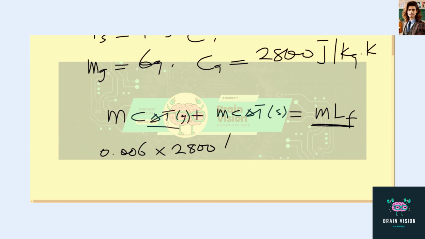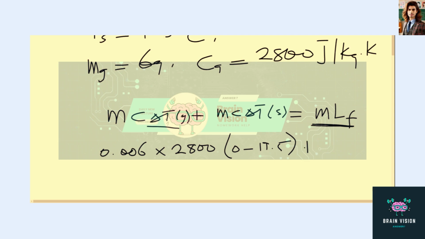And then the temperature change. We are cooling the whole system to a final temperature of 0 degrees Celsius, because that's the temperature of ice at that point. So we have 0 minus 19.5.